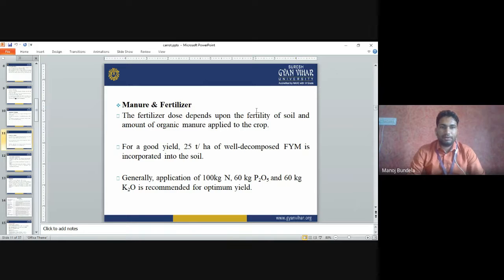Manure and fertilizer. The fertilizer dose depends upon the fertility of the soil and the amount of organic manure applied to the crop. For a good yield, 25 tons per hectare of well-decomposed FYM is incorporated into the soil. Generally, application of 100 kg nitrogen, 60 kg P2O5 and 60 kg potassium is recommended for optimum yield. The NPK requirement is 100, 60 and 60, and 25 tons of FYM we have to apply.